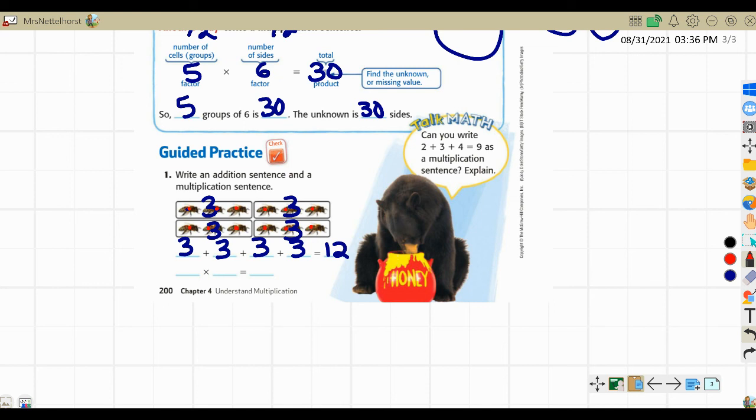Okay, I have 4 groups of bees. 1, 2, 3, 4 rectangles. I also have 4 3s on there. So my groups are 4. I have 4 groups of bees. There are 3 bees in each group. It must be 4 times 3.